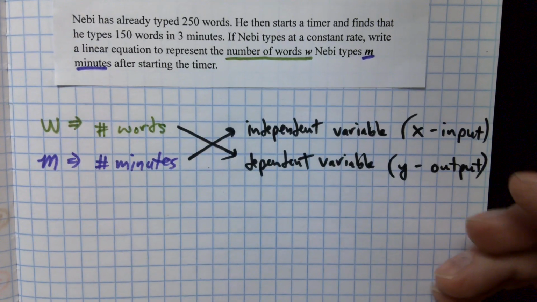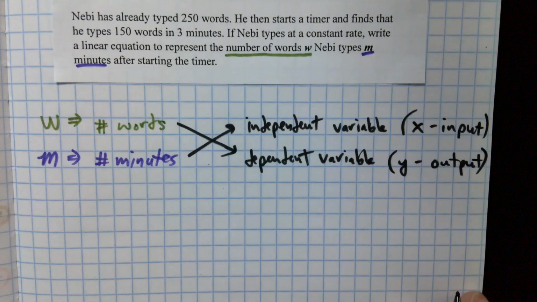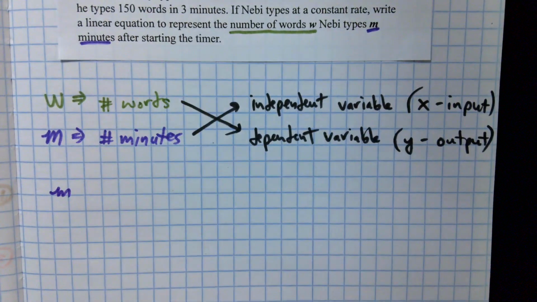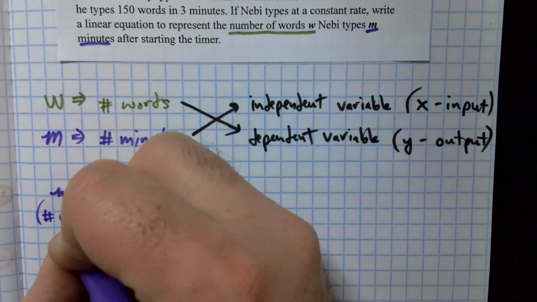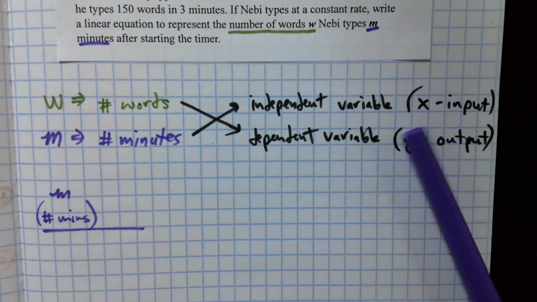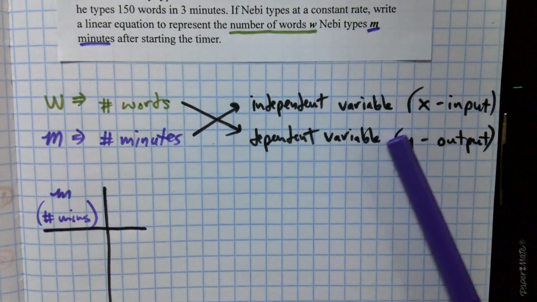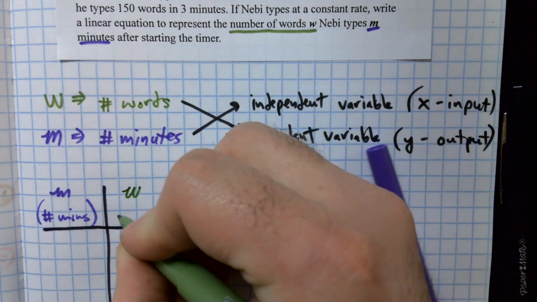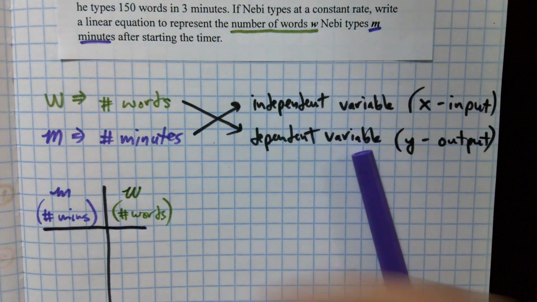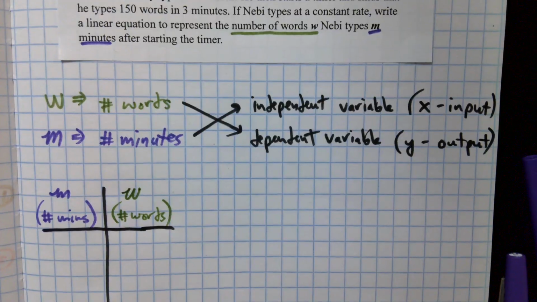So when I think independent, I think X, okay? Independent is my X. What does that mean? Well, that means that my M, which is the number of minutes, is going to be on the left side of my T-chart table. And my W, number of words, it's going to be on the right. Yeah?